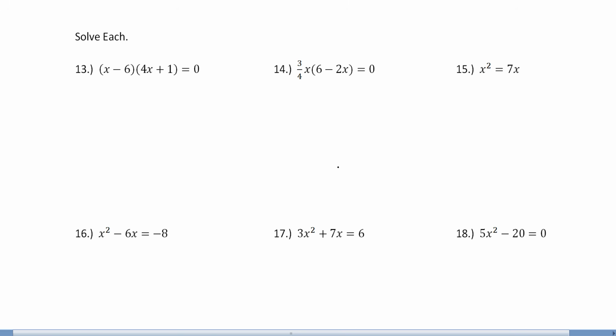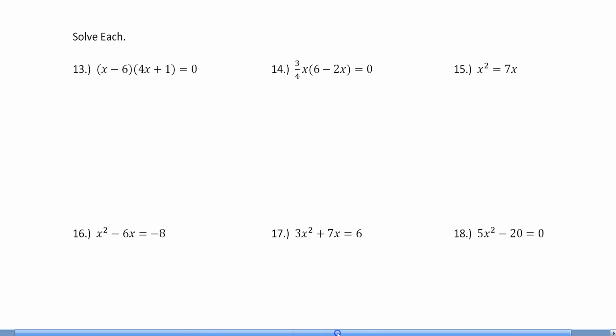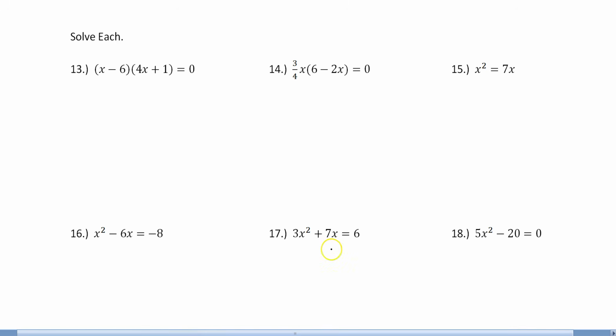These guys, it says to solve each. The first method you should always check for solving these is going to be factoring. And then from there, if factoring doesn't work, then we're going to go to the whole completing the square thing. Okay, so in this one, it's already factored. Remember your zero factor property. You need it equal to 0, then you factor, then you set each factor equal to 0. Since this one's already factored, I just set each factor equal to 0. x minus 6 equals 0, and then 4x plus 1 equals 0.